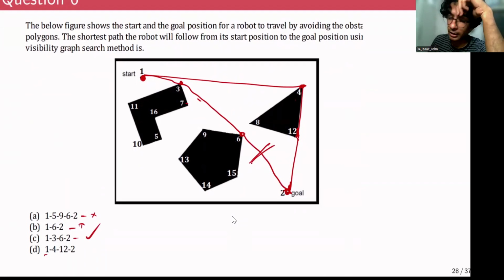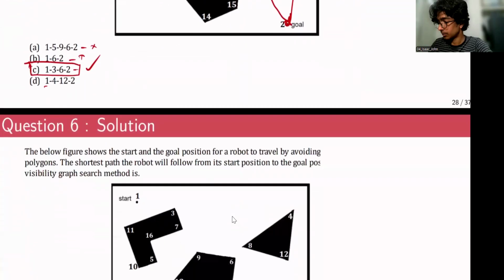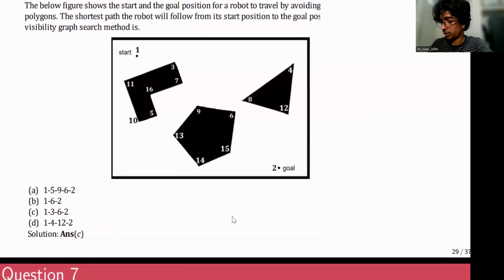So here the shortest path as per the visibility graph search method is indeed 1, 3, 6, 2, which is option C. Yes, that is indeed the correct answer.